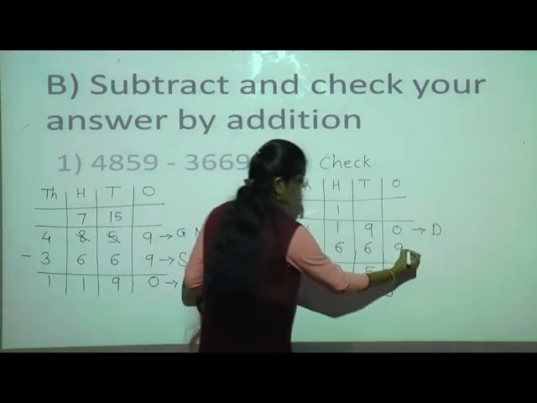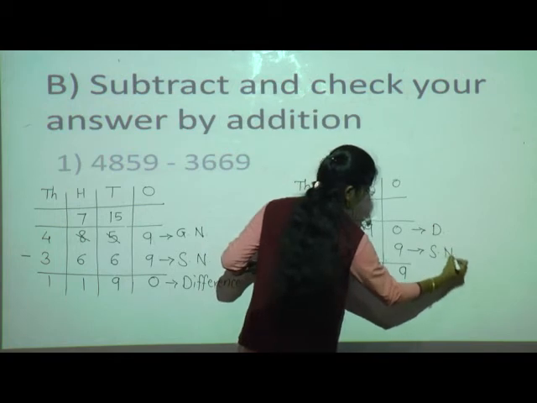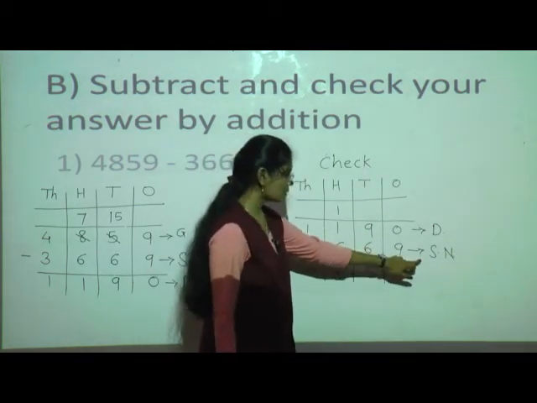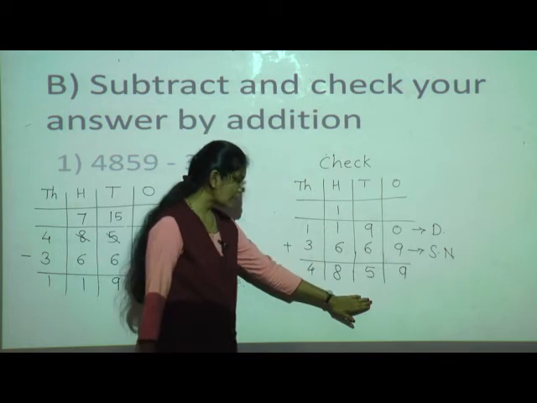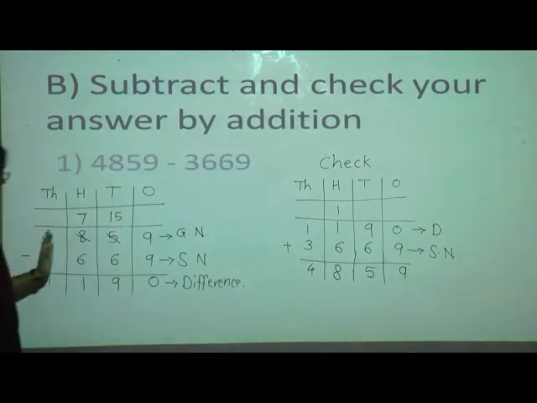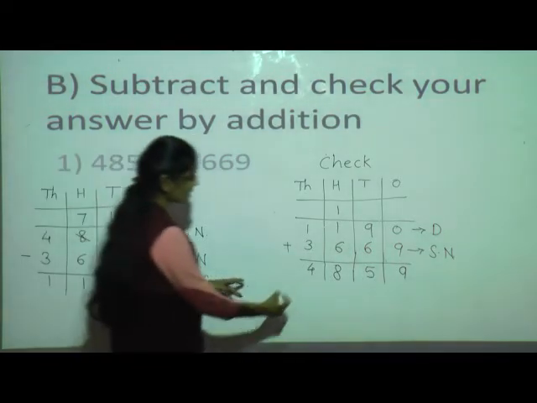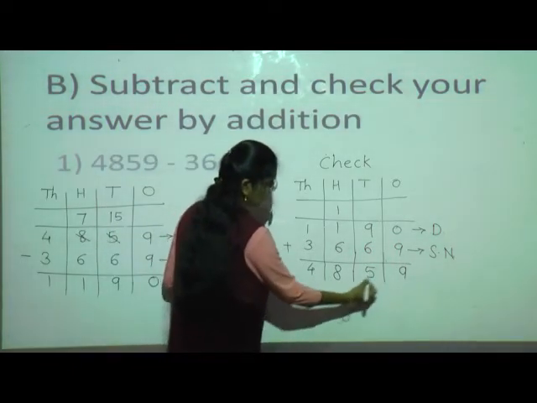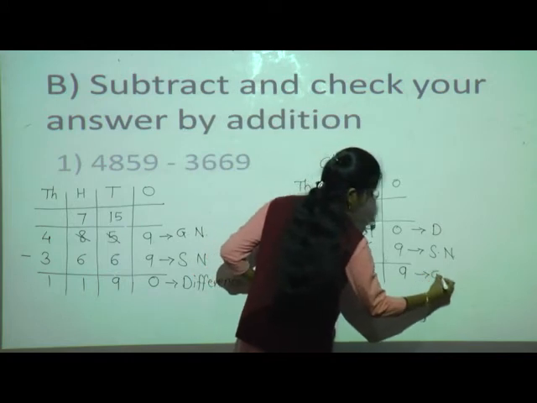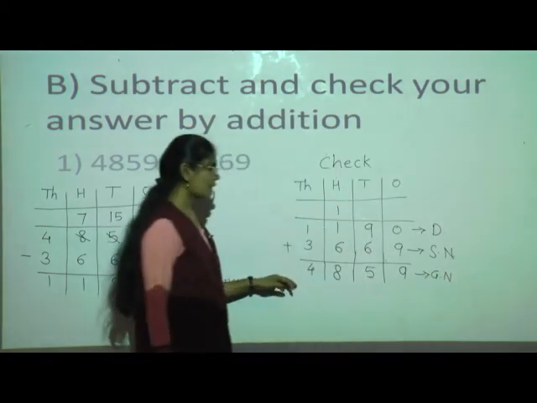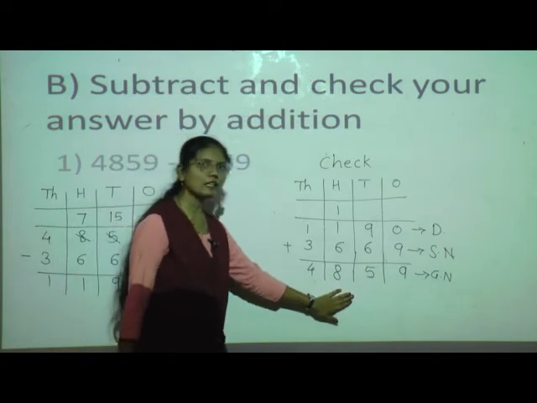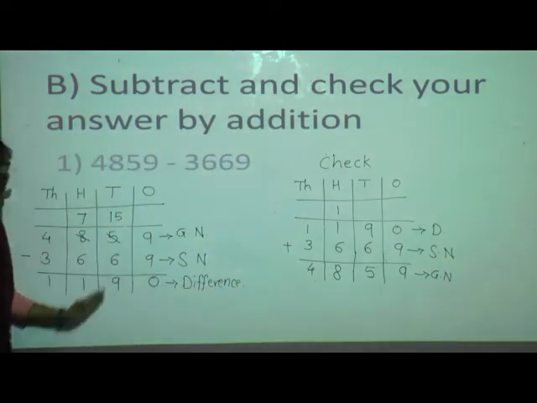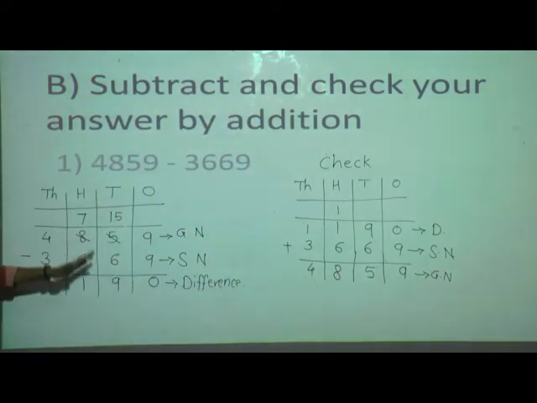D means difference. This is the smaller number. If we add the difference and the smaller number, then we should get the greater number. Now see here, what was the greater number? 4859. And see this answer is also 4859. This is the greater number. After addition, if we got the greater number, then our answer is correct. So in this way we can check our answer. Okay. Then we'll see the next.